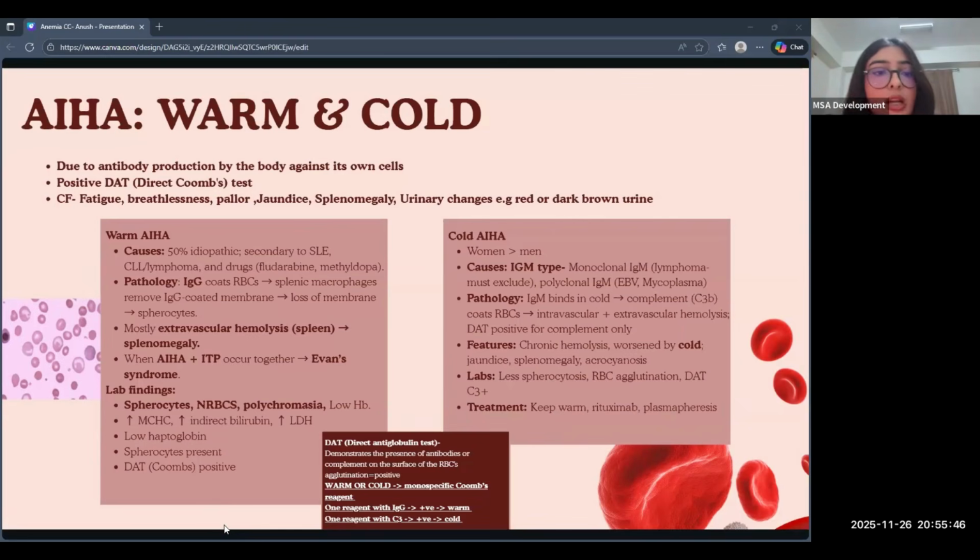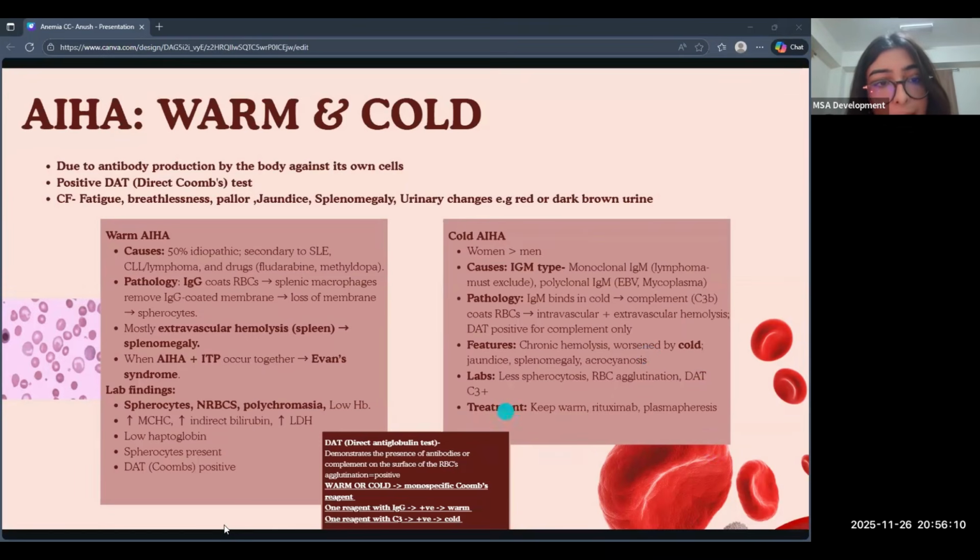Now, coming to splenectomy. Splenectomy is beneficial in warm AIHA only if they don't respond to steroids, and steroids are the first line therapy. Now, what is it that we've been talking about for the past 2 slides? It is the direct antiglobulin test, okay? It demonstrates the presence of antibodies or complement on the surface of the RBC.